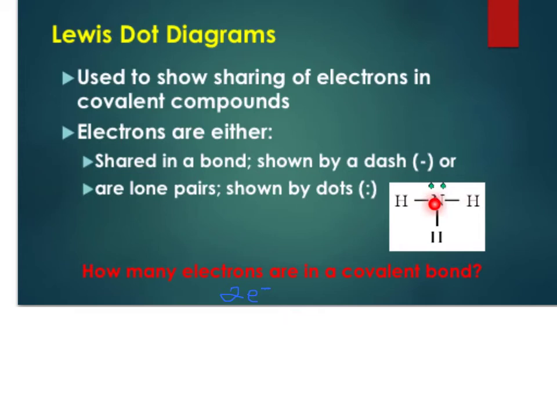Now look at nitrogen. 2, 4, 6, 8. Now it also has 8 valence electrons. So that's what we look at.